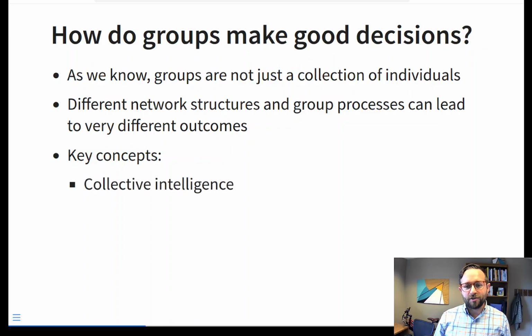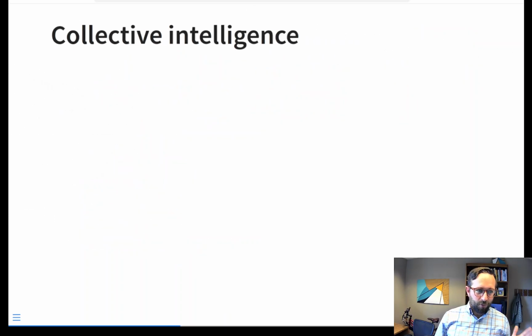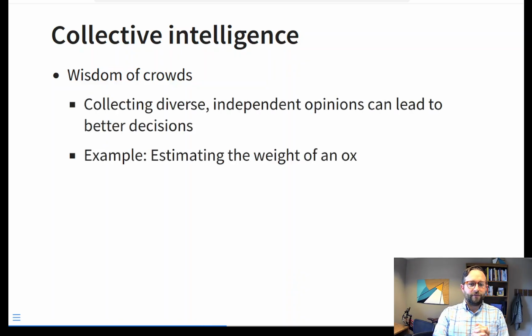So some key concepts here are collective intelligence, shared understanding, and decision-making processes. When we talk about collective intelligence, people use this term in different ways. One way is something like the wisdom of crowds. There is a famous example of estimating the weight of an ox or a cow. This is Galton, I don't remember, like 100 years ago. He took a bunch of people at a fair trying to estimate the weight of this cow, and realized that taking the average of people's guesses actually gave a very accurate guess.